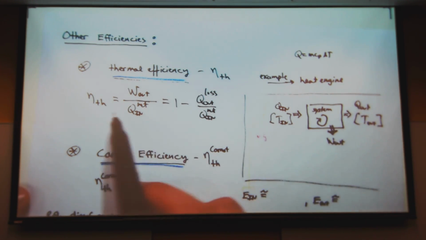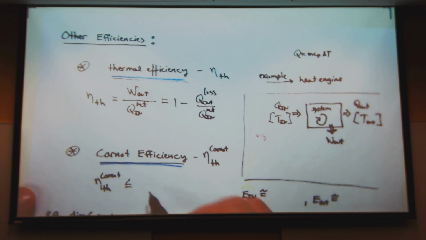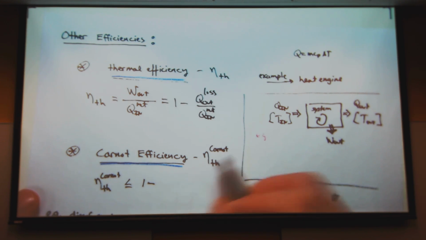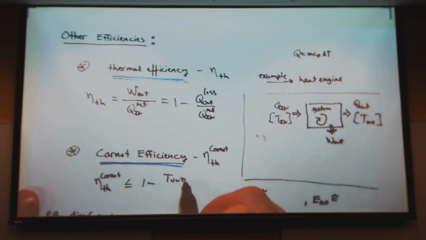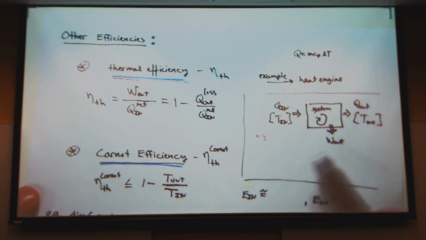So this one here, I have the thermal efficiency, and the Carnot efficiency is kind of an extension of this, where it deals with a reversible process, or a reversible heat engine, and then I can say T out over T in. So instead of this Q out loss, I just have T out, and then T in is that. Okay? I write it as such.